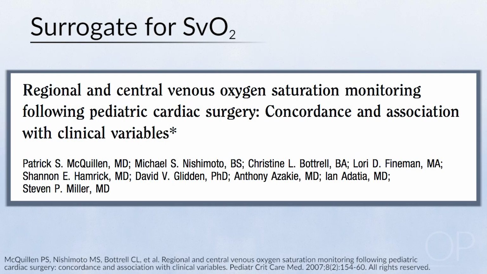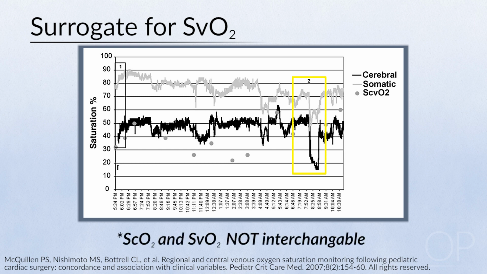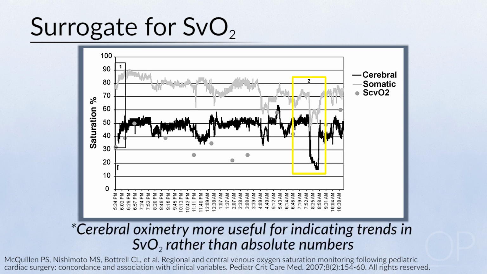In a study by Quillen, also performed in a cardiac ICU, what you see is cerebral oxygen saturation shown in black and mixed venous oxygen saturation shown by the gray dots. If you look at box number 1, the direction in change and the degree of change is similar between cerebral oxygen saturation and mixed venous oxygen saturation. But in box number 2, the mixed venous saturation increases from the first to the second measurement, but the cerebral oxygen saturation decreases. So cerebral oxygen saturation and mixed venous oxygen saturation are not interchangeable. And cerebral oximetry is more useful for indicating trends in mixed venous oxygen saturation rather than absolute numbers.